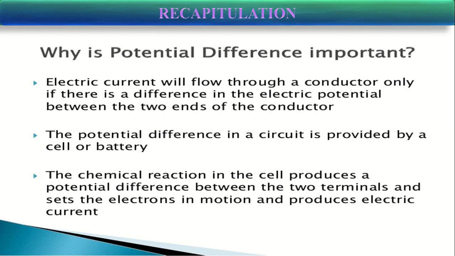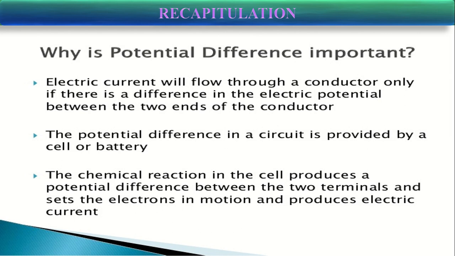So why is this potential difference important? This is one of the important questions. Why is potential difference important in a circuit? Electric current will flow through a conductor only if there is a difference in electric potential between the two ends of a conductor. Then how exactly is the potential difference created in a circuit?